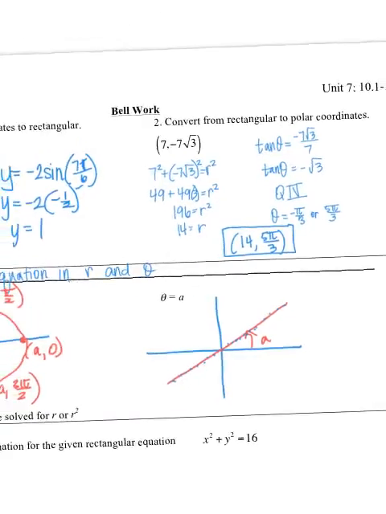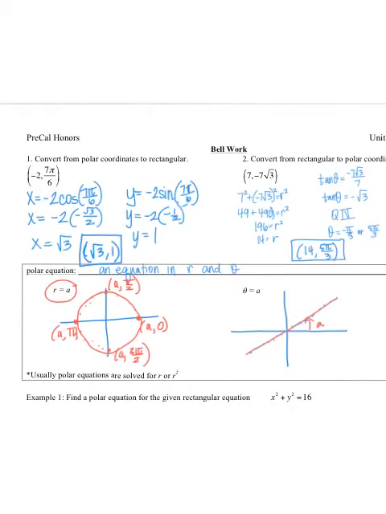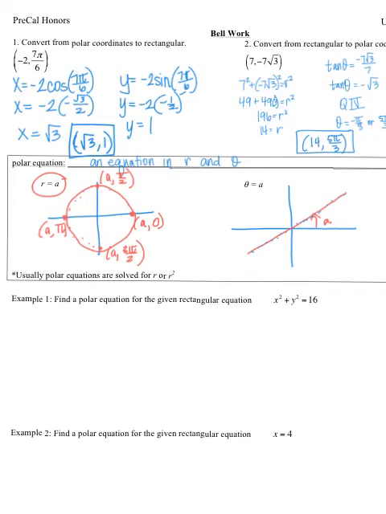So when we convert rectangular and polar coordinates, we need to keep in mind that polar equations are usually solved for r or r squared. So let's try this first example where we want to find a polar equation for the given rectangular equation. So remember that from yesterday we know that x is equal to r times the cosine of theta, and y is equal to r times the sine of theta.